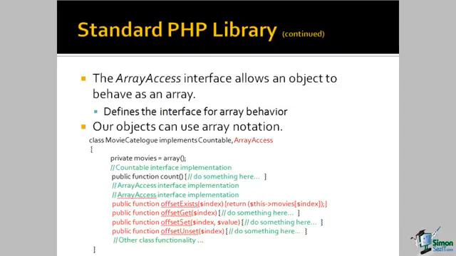The four methods we must define that are provided by the array access interface are offset exists, offset get, offset set, and offset unset. We must provide functionality for these functions to do something. Obviously, we're implementing array access to provide array notation for our movie catalog class. So we want to implement these functions to provide that functionality for the users of our class. And the example here shows the implementation of one of those functions.